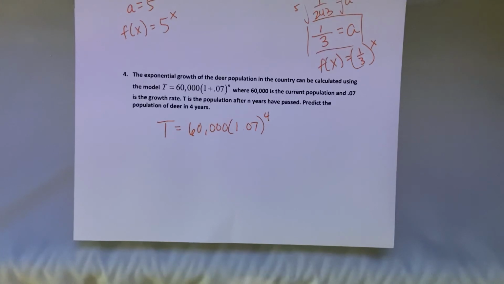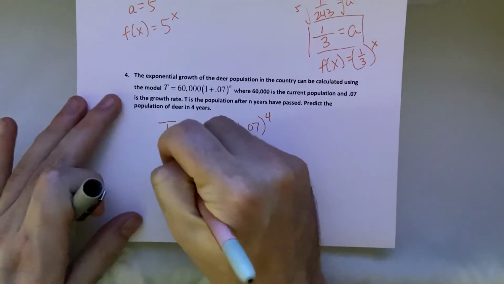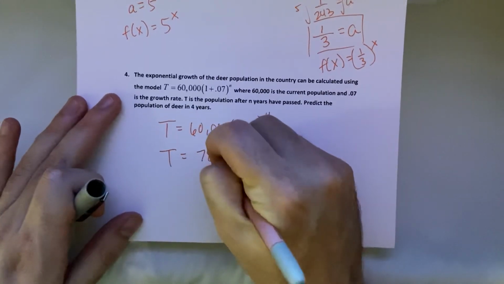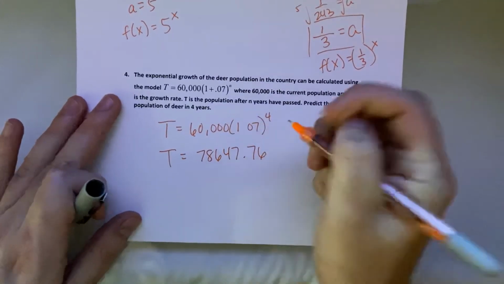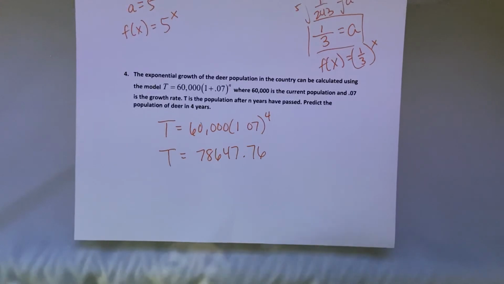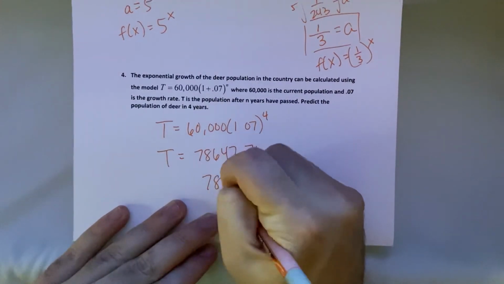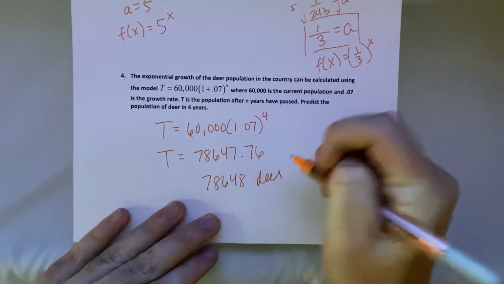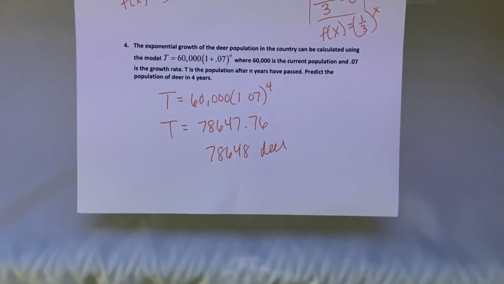60,000 times 1.07 to the 4th is 78,647.76. Now, let's be realistic here. You can't really have 0.76 of a deer, so I would always round this to the nearest whole number. So 78,648 deer. And we'll continue this section in the next video.